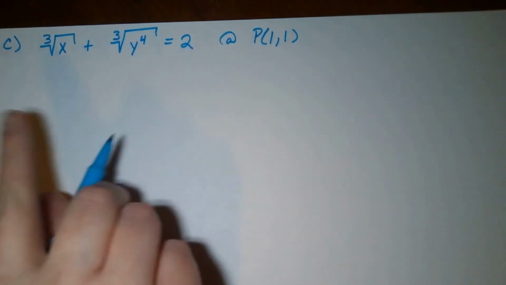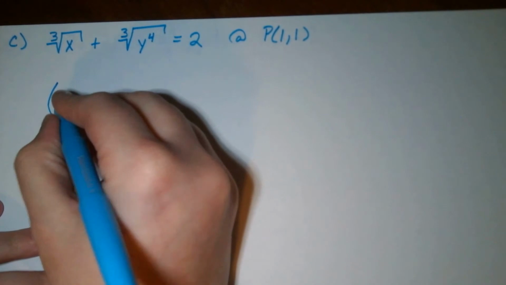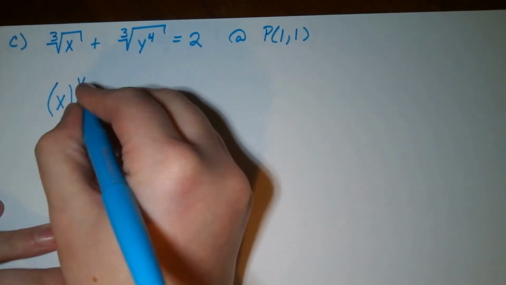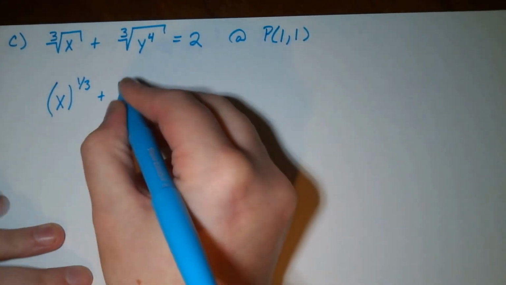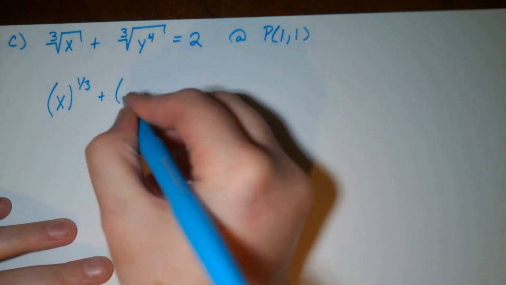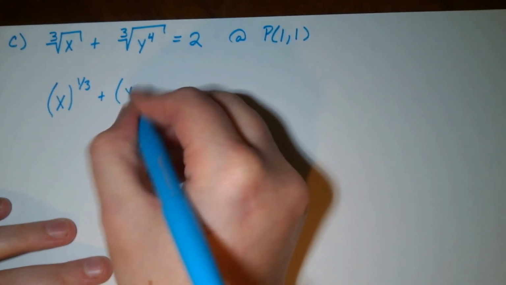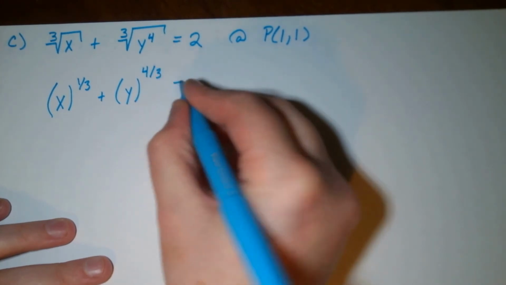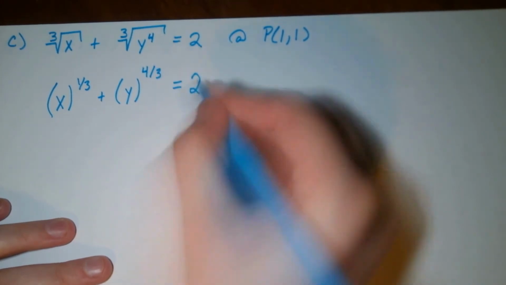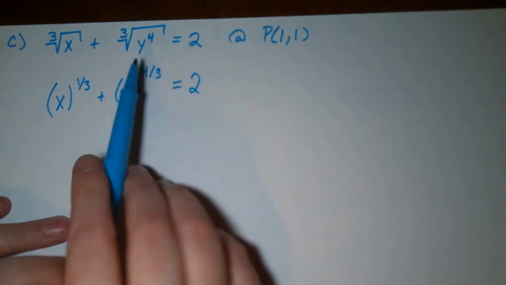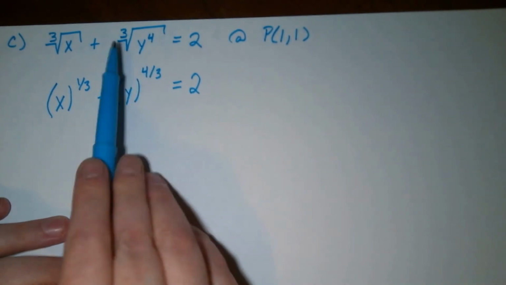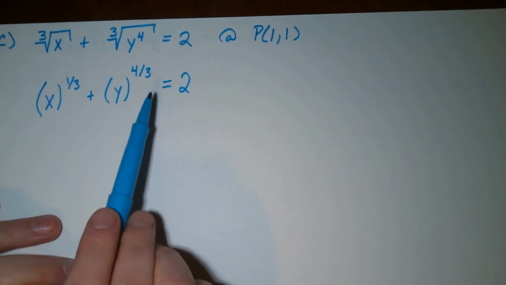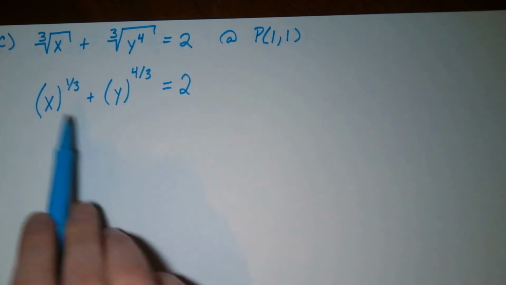So the first thing I'm going to do is rewrite these so that they have some nice powers going on. So I'm going to rewrite that as x to the 1/3 plus y to the 4/3 equals 2. Okay, so this power goes on top, and then the cube root, that one goes in the denominator. All right, so let's take the derivative.